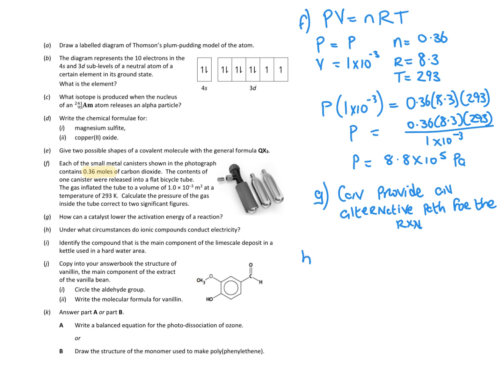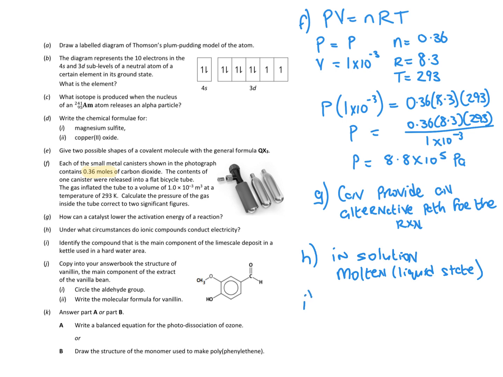Part H then asks you, under what circumstances do ionic compounds conduct electricity? Ionic compounds can conduct electricity when they are dissolved in solution, so if they're in an aqueous solution, or if they are molten themselves. And if they are molten, that just means they are in the liquid state.